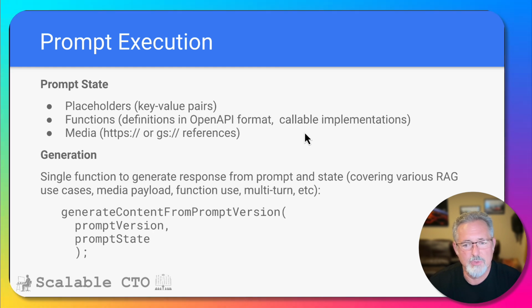That covers RAG with injection, with placeholders, media payloads, function use, multi-turn, any way that you can execute a prompt to generate a response is going to call a single function that's generate content from prompt version, which is going to take a prompt version and prompt state. So we can switch models and parameters and modes of use all through the data that's in the prompt version or the prompt state, calling this one single function.